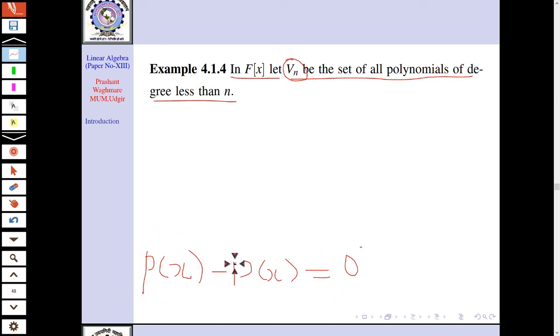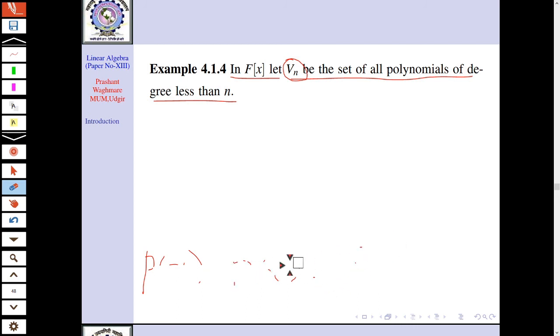Are you getting it? So if we consider the set of all polynomials of degree, say, 2, then if you consider the same polynomial and subtract it from itself, you will get 0. You will get 0, which means 0 has to be in V, but 0 is of degree 0. So the closure property doesn't hold. That's why here the set of all polynomials of degree n won't be a vector space.